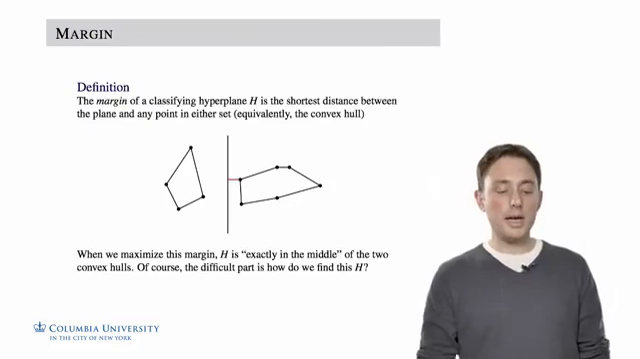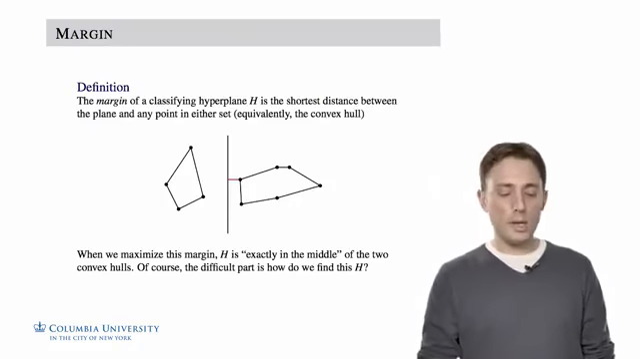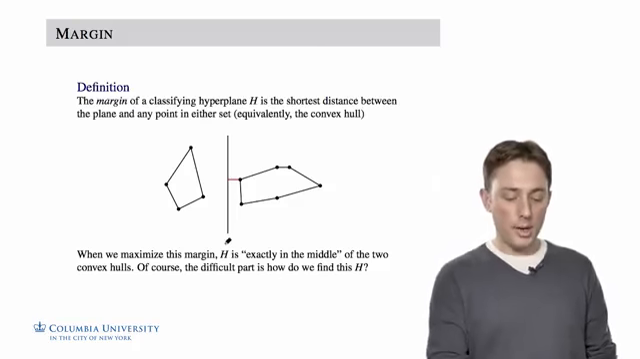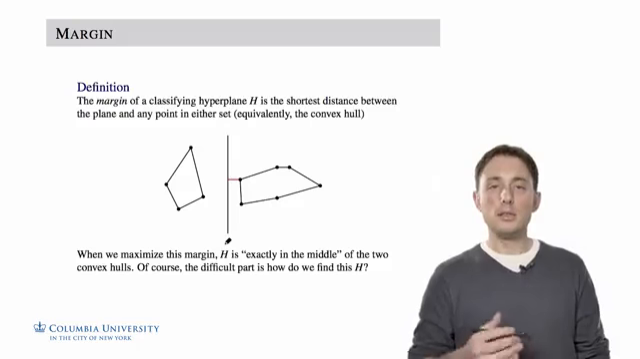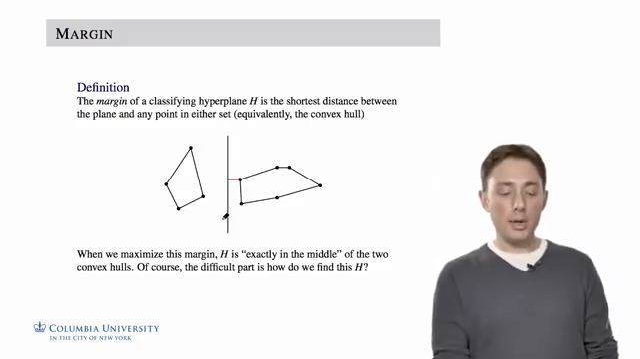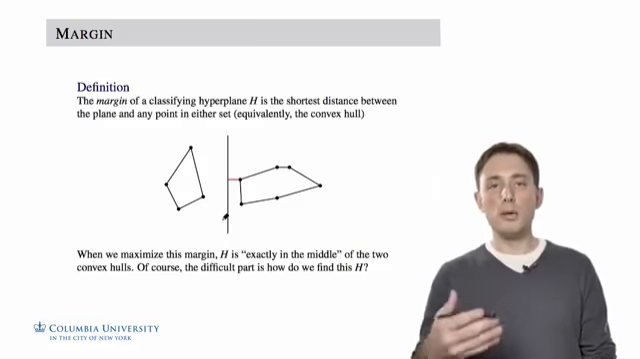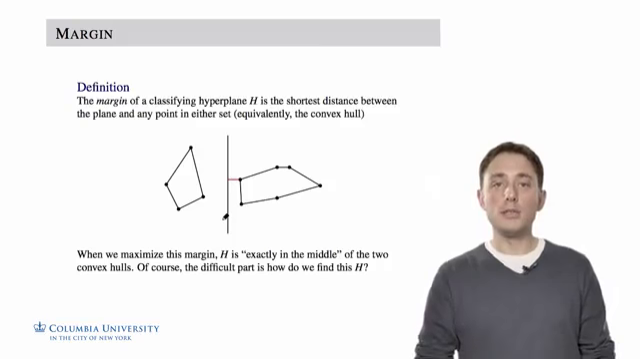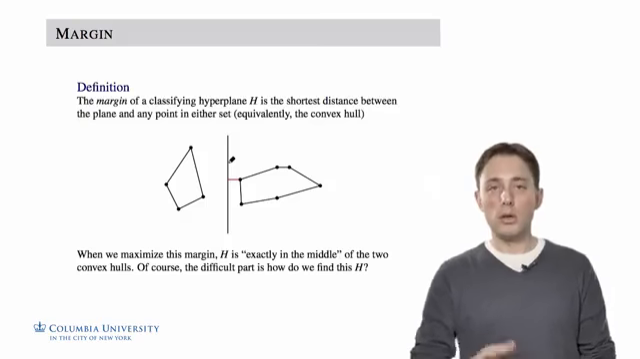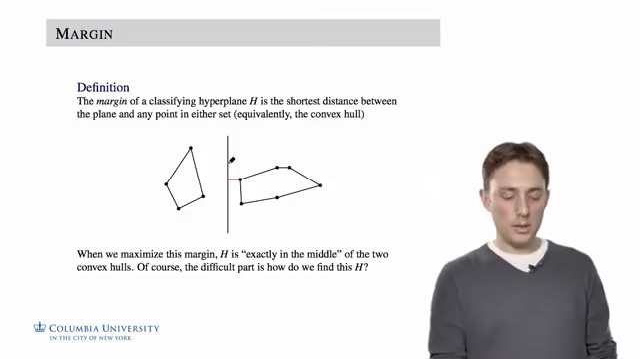All right, so let's define the margin. We've already said it. Let's define it one more time. The margin of a classifying hyperplane H, so that would be this hyperplane here, is simply the shortest distance between the hyperplane and any point in either data set, or equivalently, and this will be important when we analyze what the SVM is doing later, equivalently between the hyperplane and the convex hull of either of the two classes.